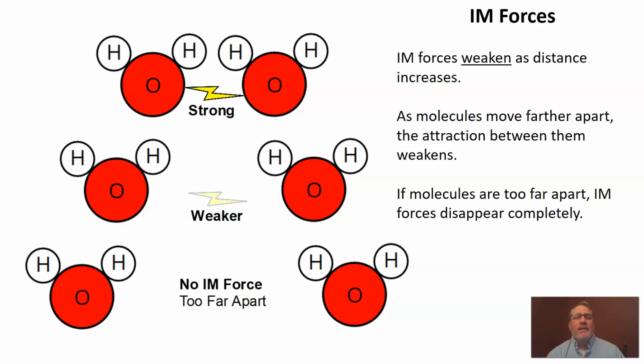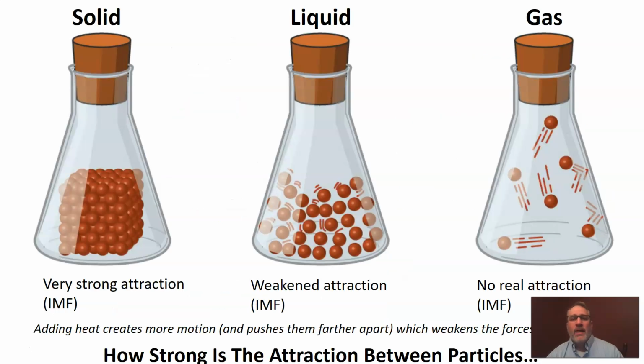Try to keep in mind that when those particles are very close together, then we have a very strong IMF. As those particles get further apart, we find that the intermolecular force, that attraction, gets weaker, and we can eventually get molecules so far apart that there is actually no intermolecular force between the particles. So let's look at attraction in each one of these states of matter. When we have solids, the particles are very close together. We're going to find that these atoms or molecules have a very strong attraction to each other. That IMF is very strong.